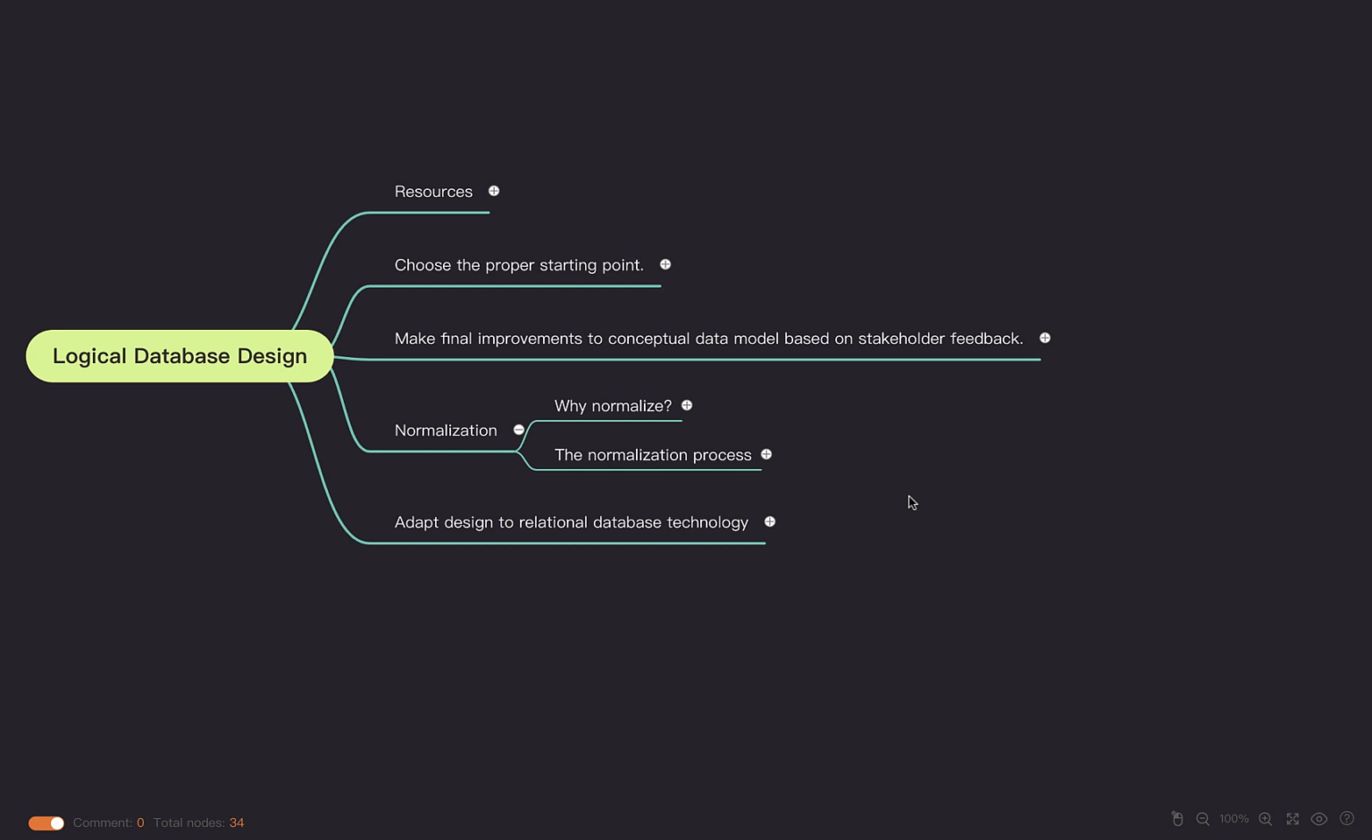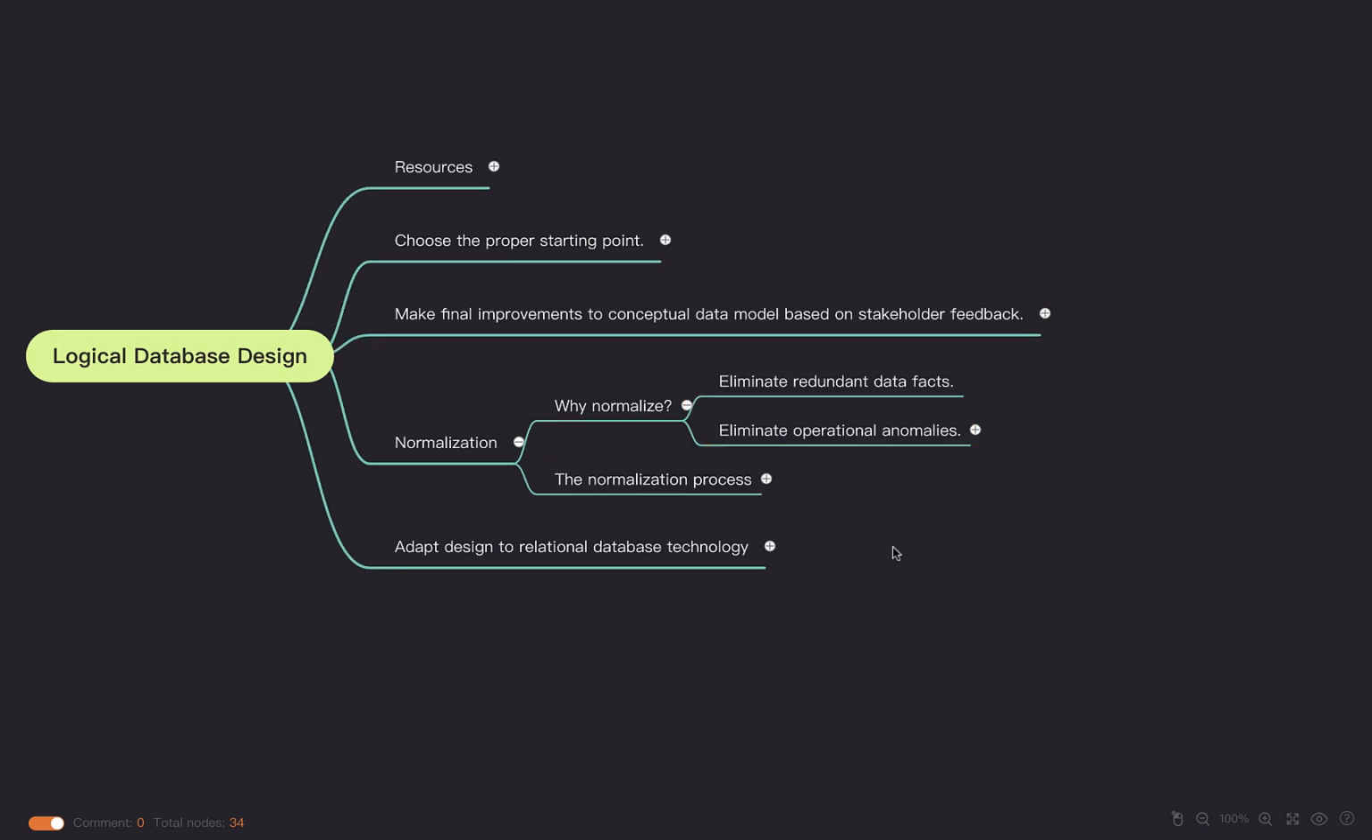Logical database design is primarily about a process that we call normalization. Okay, so let's talk about why we would want to do normalization. Well, a normalized design eliminates redundant data facts from the database. Okay, and how does that help us? Well, one, if we have fewer facts, if we don't have any facts that are in the database more than once, we're going to save space.